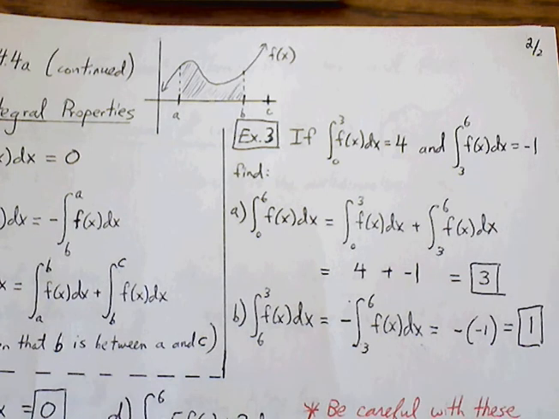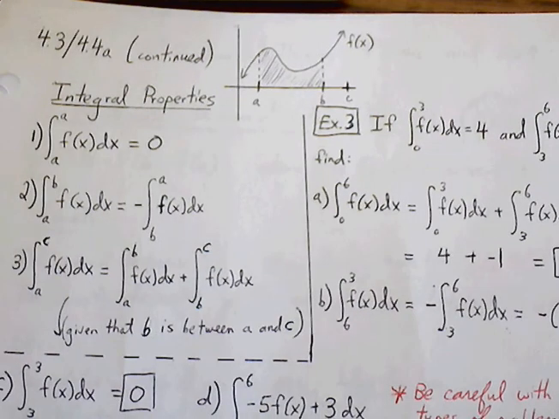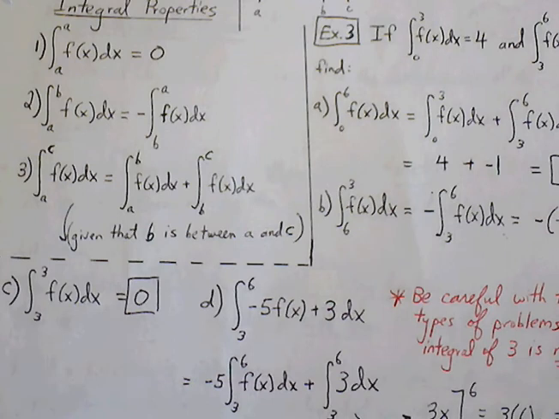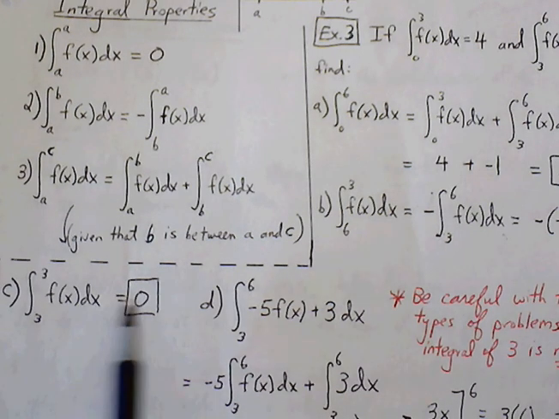Okay. For part C, we see that our bounds do not change, they do not move. So we know from our first property that the definite integral from 3 to 3 will produce 0.